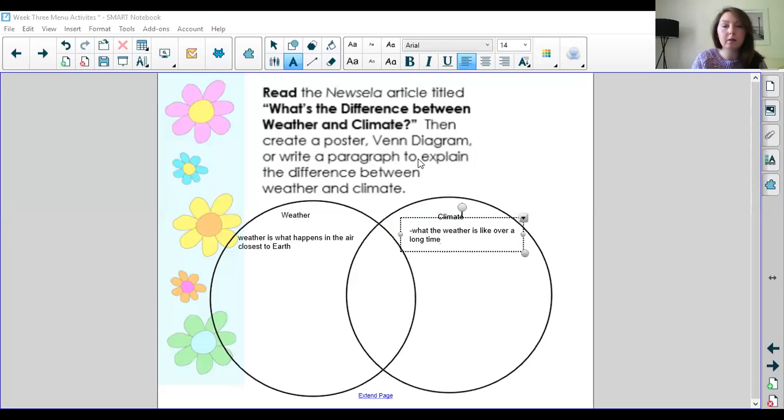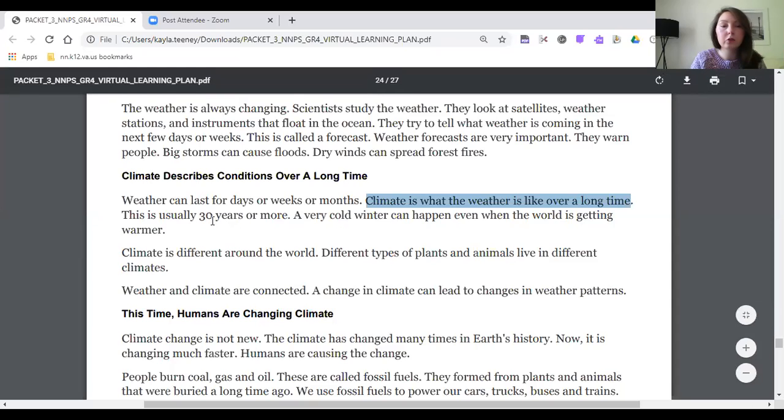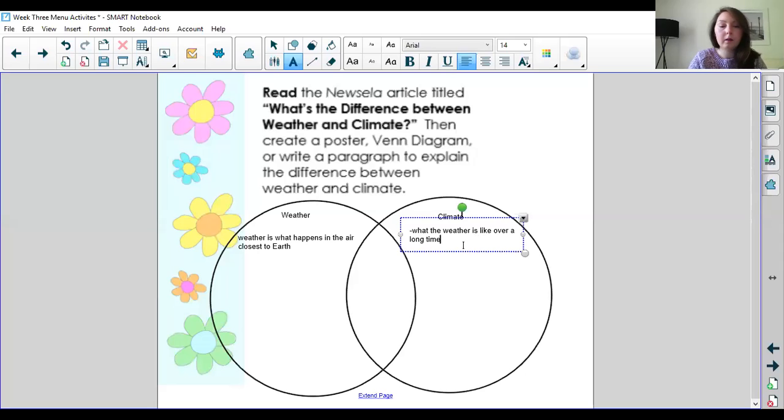And maybe we can be a little bit more specific if we go back to the article. What do they mean by a long time? How long? This is usually 30 years or more. So I think that's important for us to add. So let's add it. Over 30 years or more.